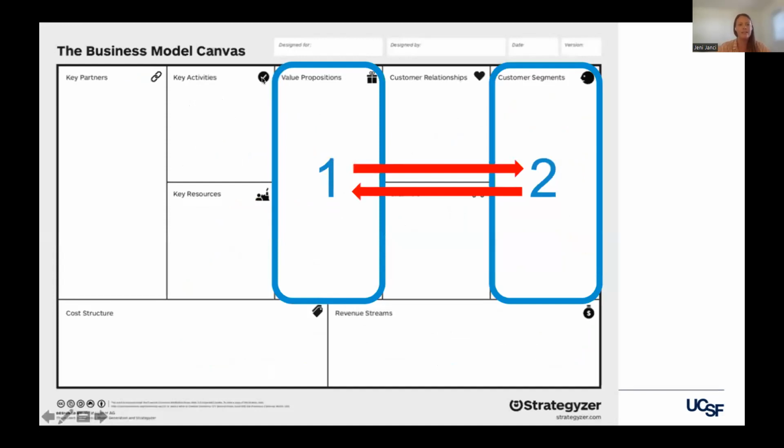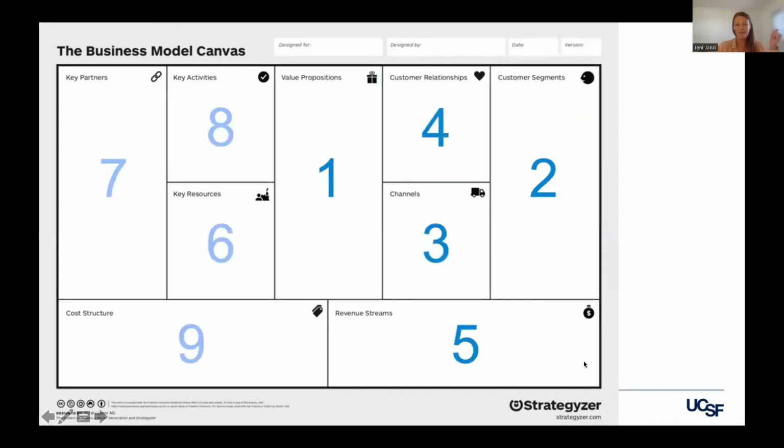So here's an empty business model canvas. And as you may have learned in Bay Area iCore, the first two fields and the most important ones to start with are really hand in hand: your value propositions and your customer segments. From there, you can go into channels and customer relationships and all of the rest of the fields.